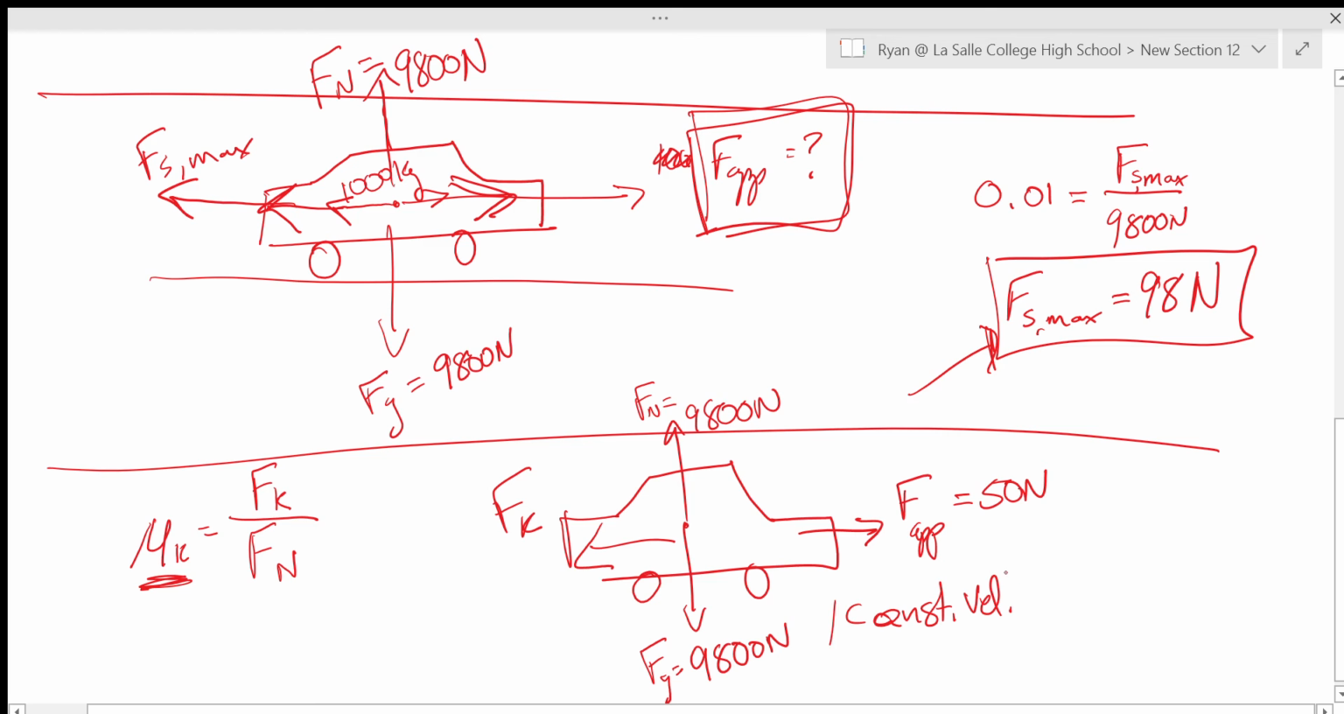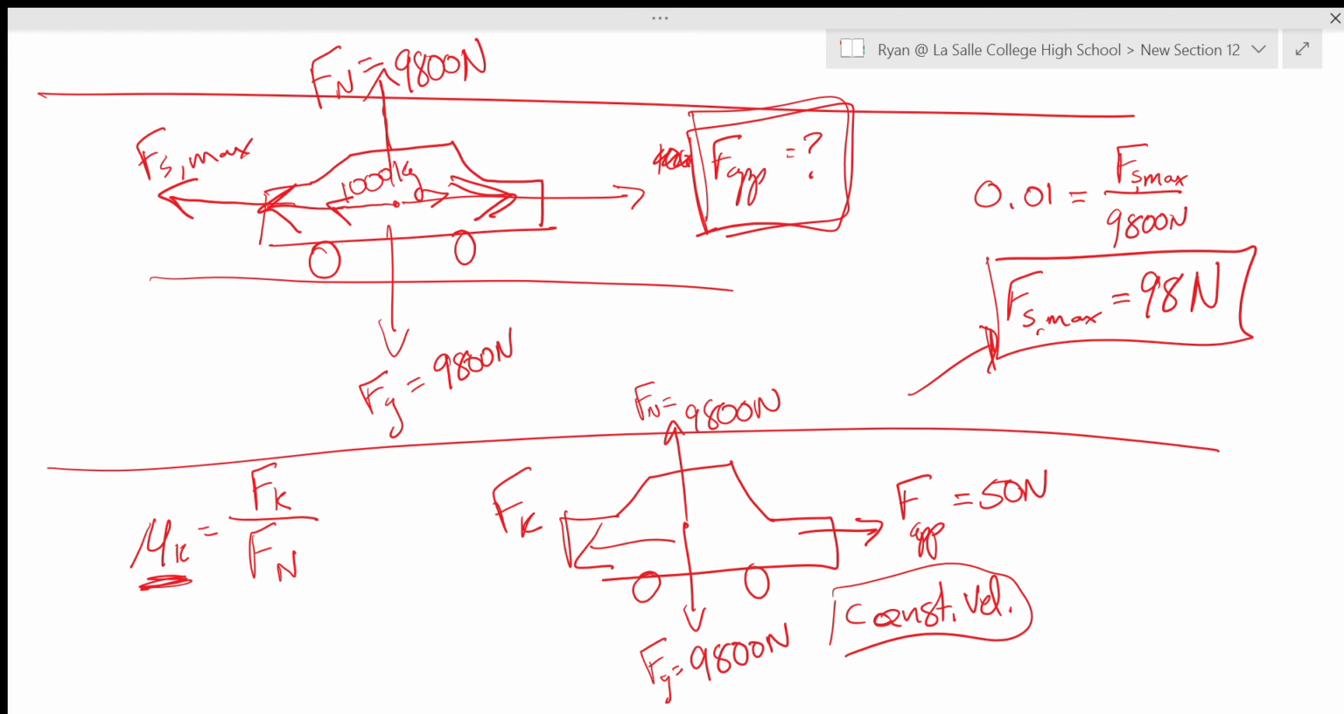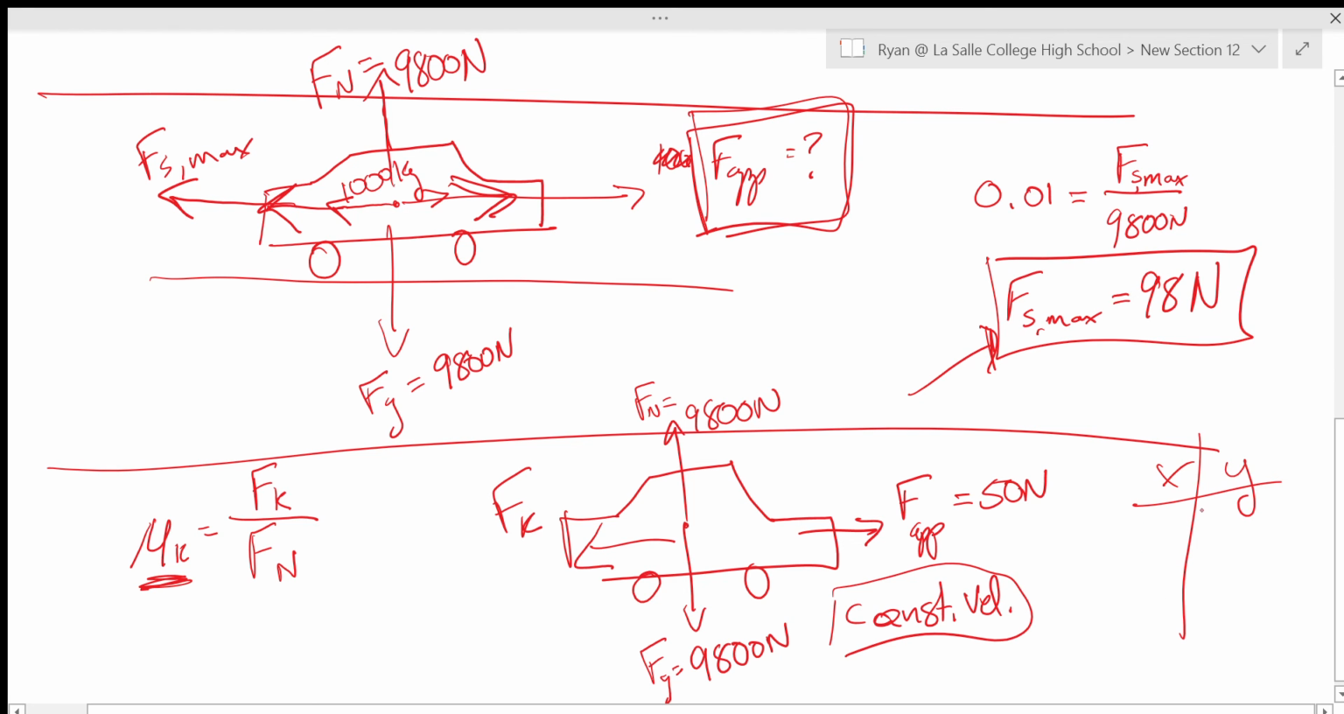So the problem would say something's sliding at constant velocity, or it would say it's accelerating and it would give you the acceleration. In this case, all I know is constant velocity. In the XY table, I know that there's Fg. I know it doesn't move in the Y direction, which tells me Fn is also 9,800 newtons, but in the upward direction. And then I know I apply a force of 50 newtons to keep it going at constant velocity.